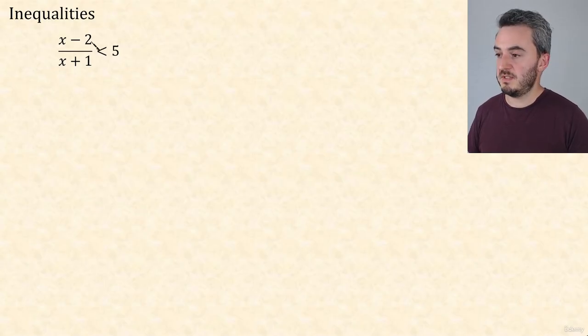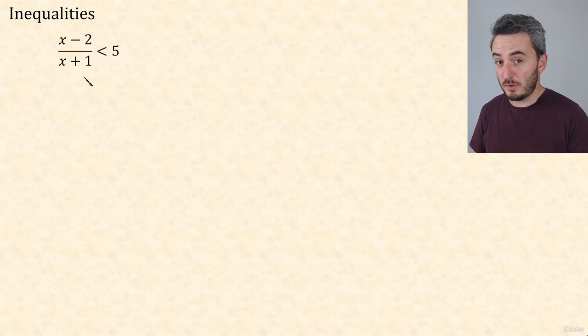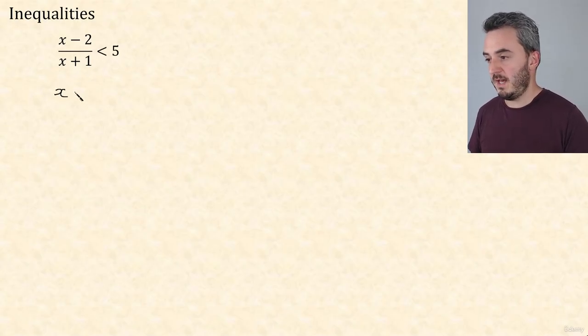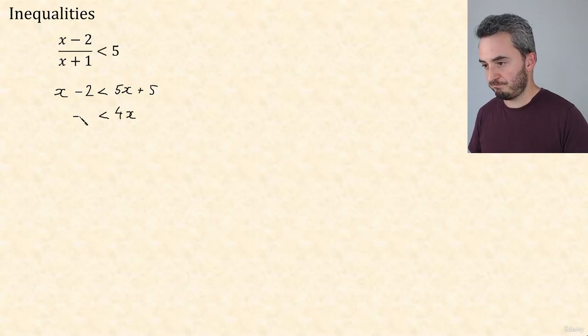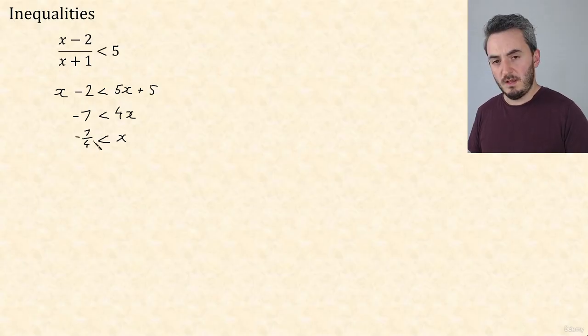You might be tempted with something like this to simply approach it as if it were an equation. So look, multiplying through by x minus 1 would give me x minus 2 is less than 5 times x plus 1, so 5x plus 5, and solving this way. So subtracting x from both sides, subtracting 5 from both sides, and then concluding that x is greater than minus 7 over 4. That is wrong, and it's wrong for an interesting reason.